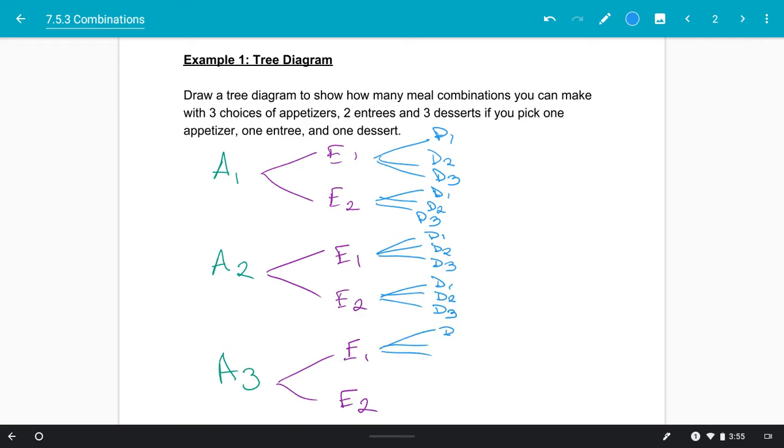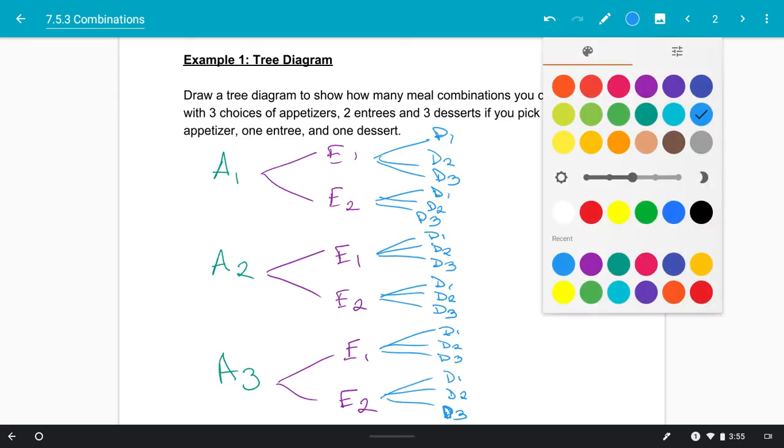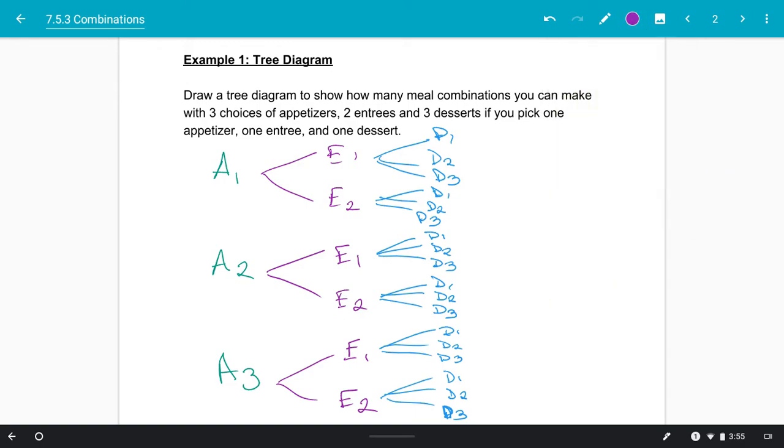So again, this can be a little time consuming for us to make, but we're going to be able to see what our possible combinations could possibly be. Nice and visual here. And there's my final dessert 3. So I want to know how many possible combinations could I have? Well, I have 1, 2, 3, 4, 5, 6, 7, 8, 9, 10, 11, 12, 13, 14, 15, 16, 17, 18. So I have 18 combinations.